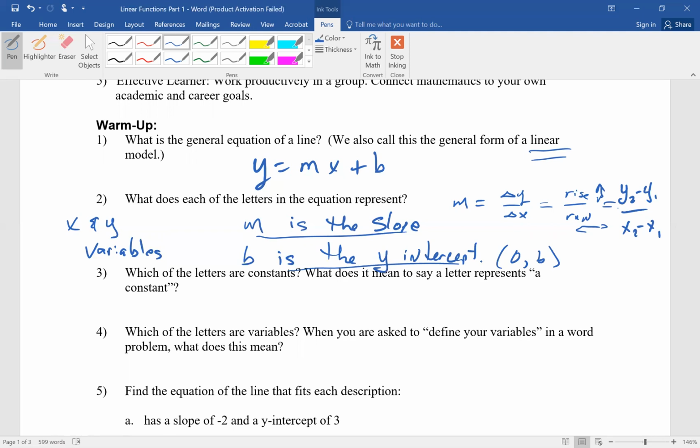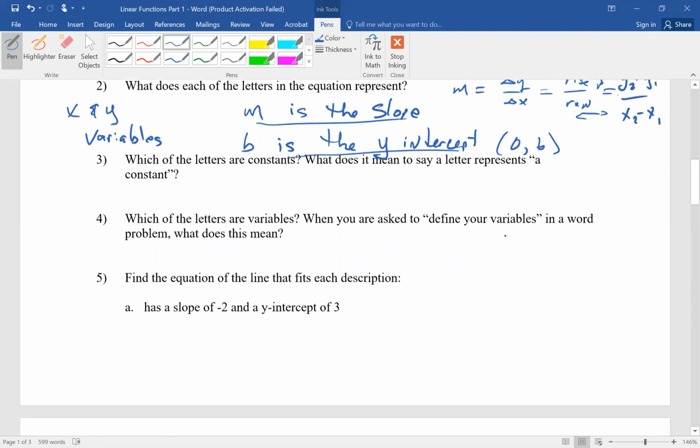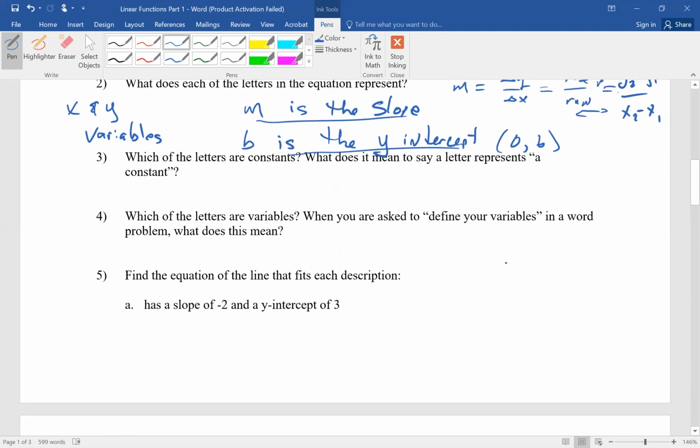What does it mean to say a letter represents a constant? You're just saying the letter is represented by some number, and in other words, the values don't change. That's what I would write there. But just for time's sake, I'm going to kind of glaze by that one. So the variables, we've already told you which letters are variables. Those are x and y. And the variables are called variables because you can change them. They're values that can change over time.